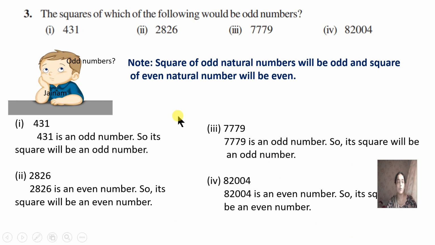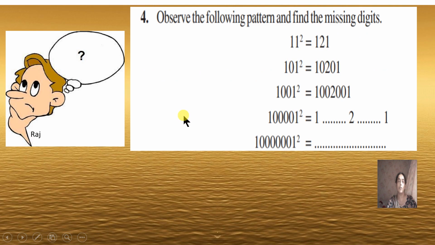Now, let's see who is going to answer the fourth question. Raj. Okay, Raj has followed the following pattern. And then he is thinking. Observe the following pattern and find the missing digits. Let's observe this pattern. 11 square is 121. Now I have inserted 0 here. So 101 square is equal to... So there is 0 inserted. So I will insert 2 zeros and I will write 2 in the middle.